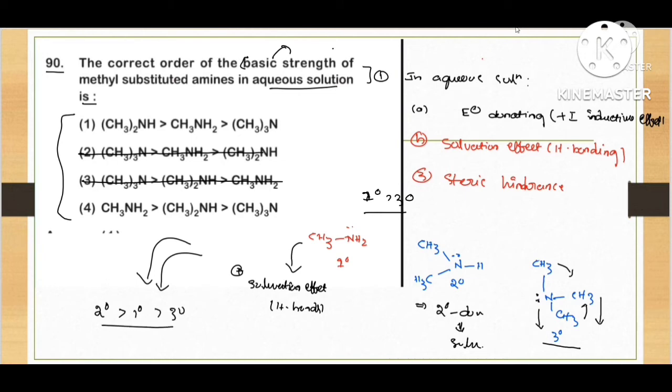Now let us verify the given options. Here, primary greater than secondary greater than tertiary; option 4 is also eliminated. You are left with option 1, which has secondary greater than primary greater than tertiary. So option 1 is our correct answer.